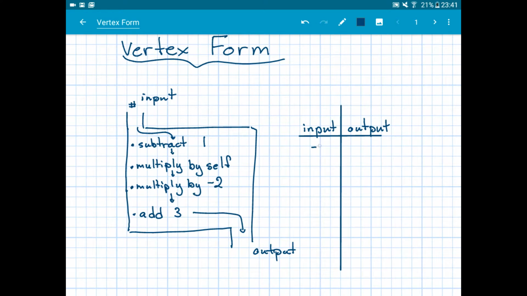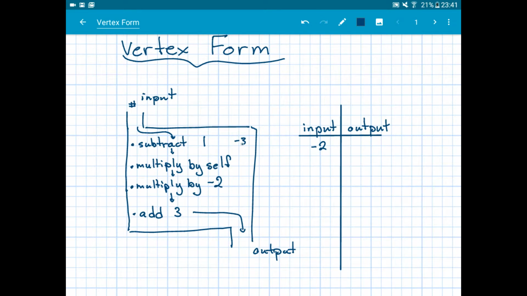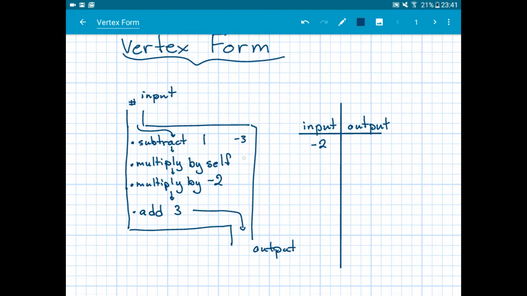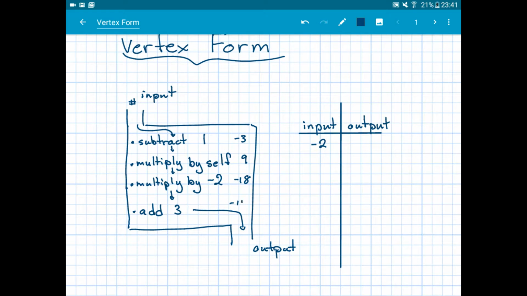Let's try minus 2. Okay, so we're going to subtract 1 from it. So that'll make minus 3. Then we're going to multiply by itself, which will give us 9. Then we're going to multiply that by minus 2, which will give us minus 18. And then we're going to add 3, which will make minus 15, which will be the number that shoots out the output. Okay, let's do another one.